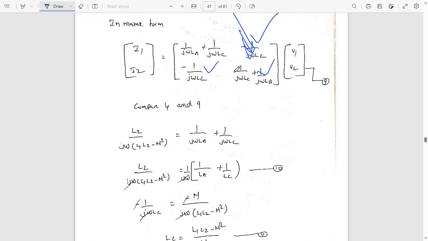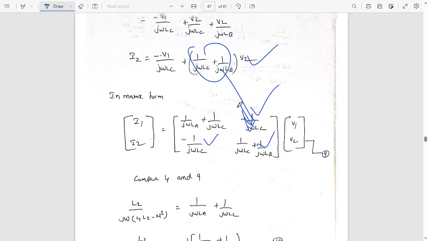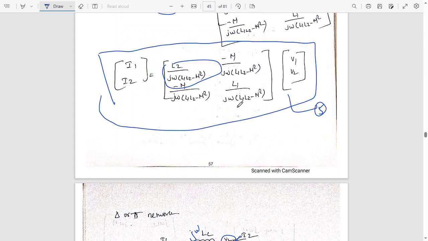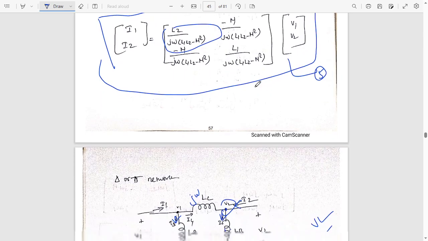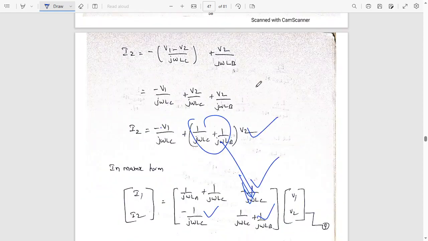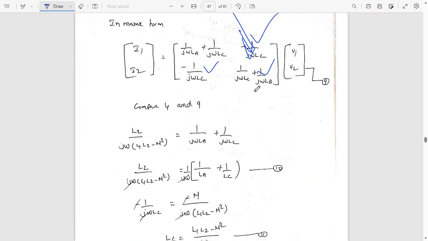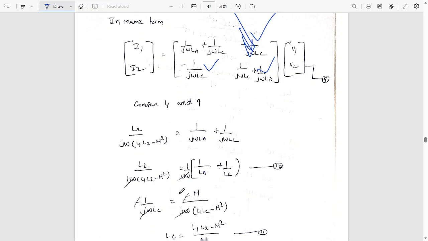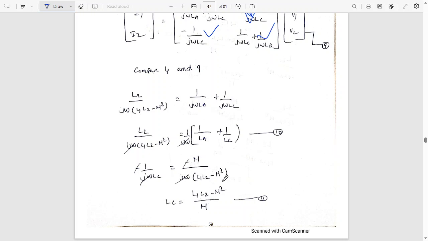Okay, now I will be comparing this minus 1 by j omega LC. So what is in that position? Let us see. We have minus M by j omega into L1 L2 minus M square. This is what we have there. So I am going to equate that. So j omega and j omega will get cancelled. LC is equal to L1 L2 minus M square by M. These two negatives are cancelled. So we got the value for LC.